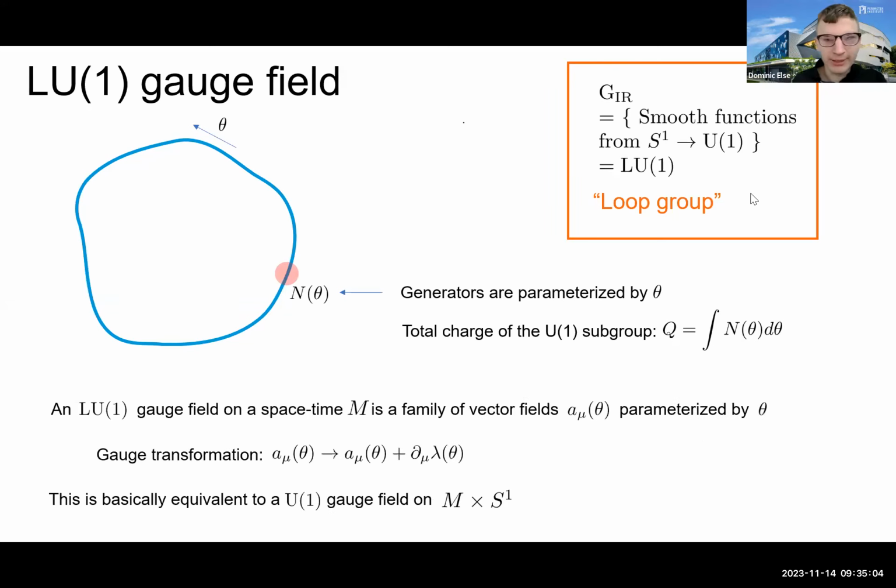So what is an LU1 gauge field? Let's say you have some space-time M and you want to define the LU1 gauge field on that space-time. Basically, you want to write down a vector field on that space-time, but the vector field is also continuously parameterized by this coordinate theta. And then the gauge transformation is the usual gauge transformation for gauge fields, but we allow the gauge transformation to also depend on theta.